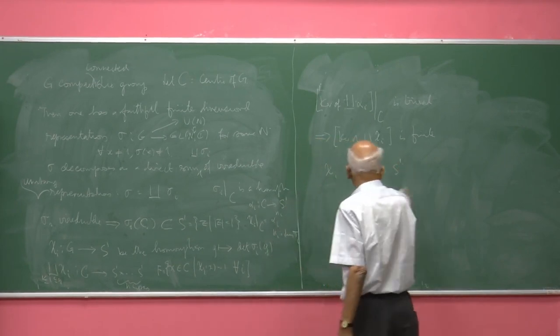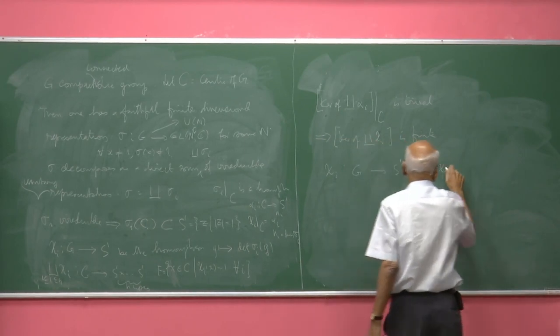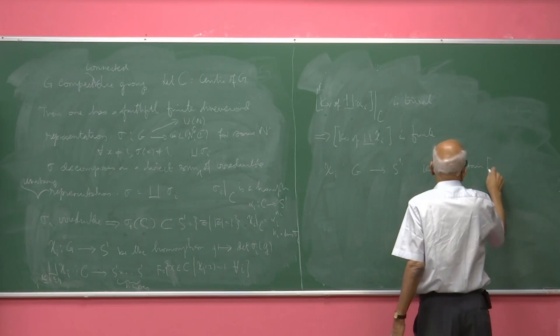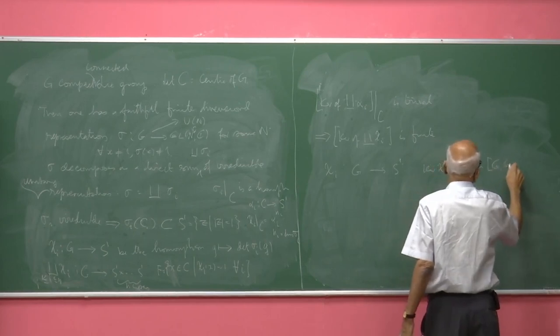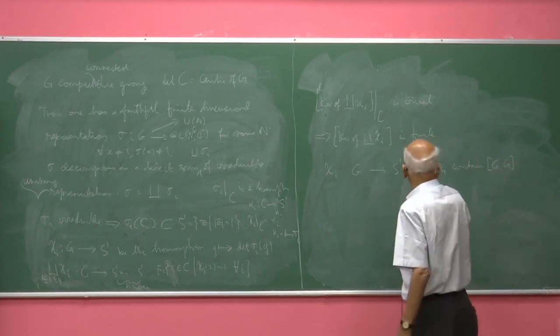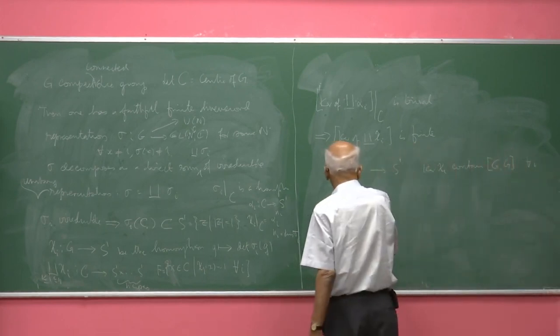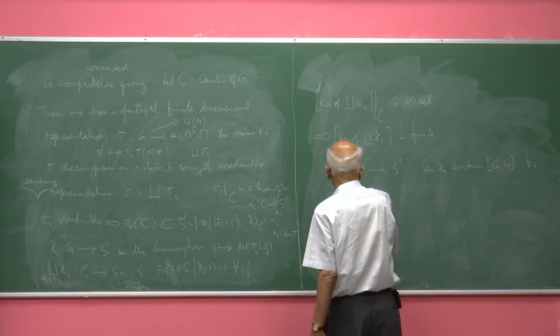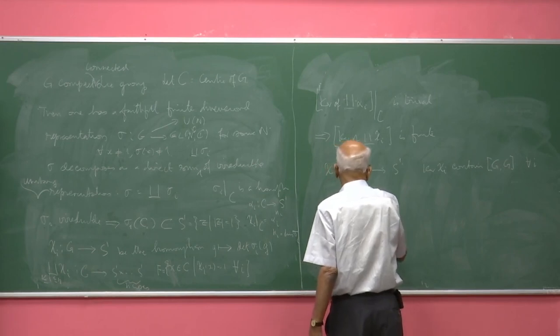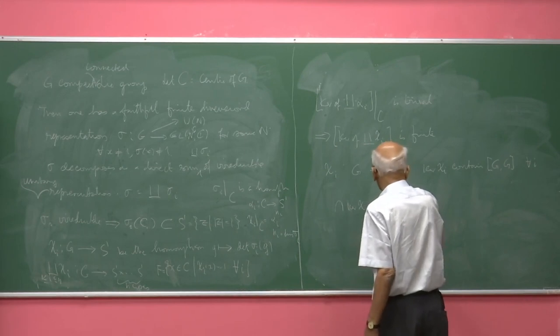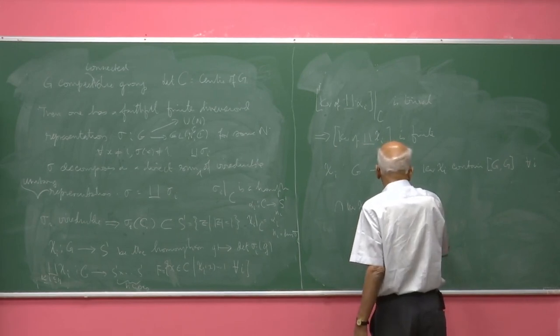So the kernel of chi_i contains the commutator subgroup [G,G] for every i. So the intersection of the kernels of chi_i contains [G,G].